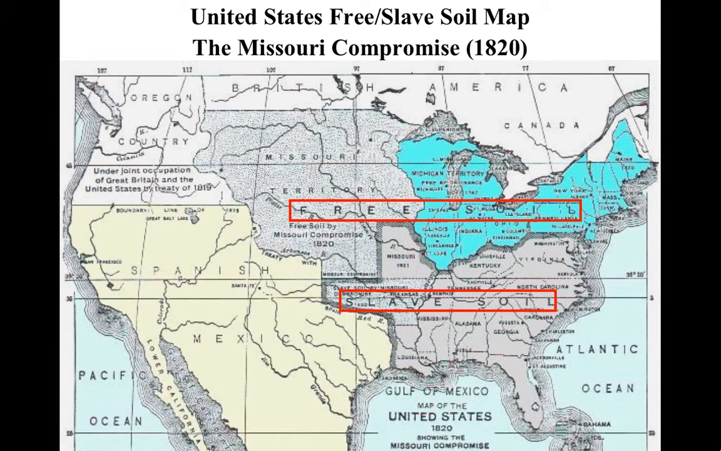Now, you're probably wondering, why does that matter? The number of states, whether they were free or slave, what's the big deal? Well, whichever side had more. If there were more free states than slave states, the free states had the ability to control Congress and pass laws getting rid of slavery. If the slave states had more members in Congress than the free soil states, then they could do the same thing, but in favor of slavery. They could expand slavery.